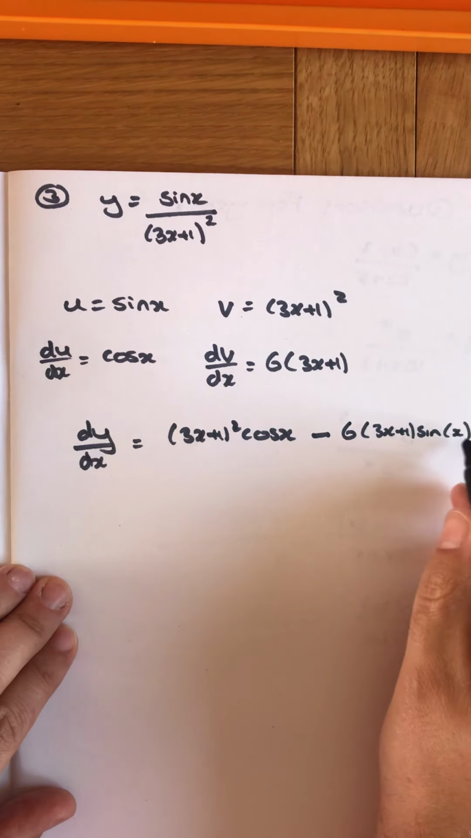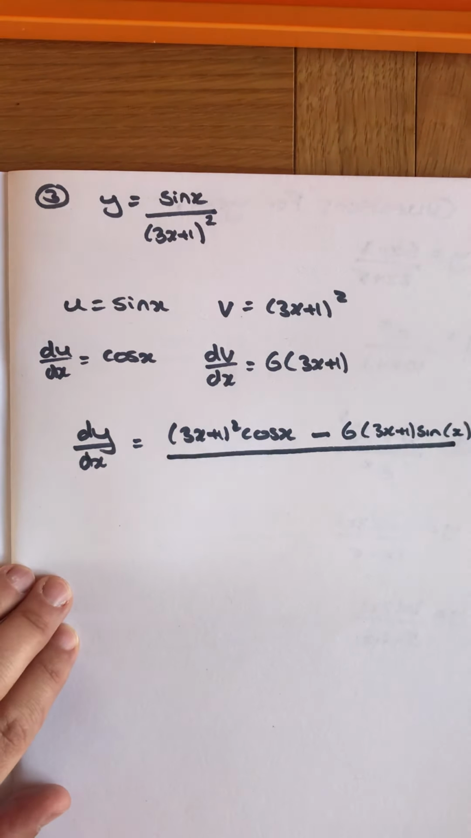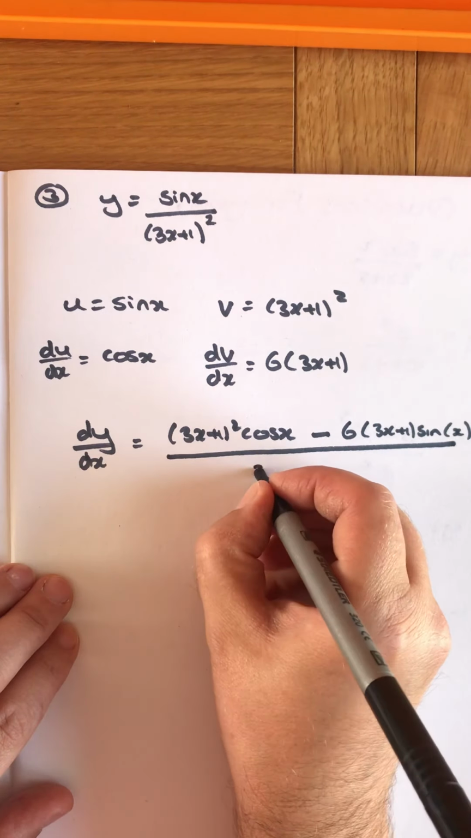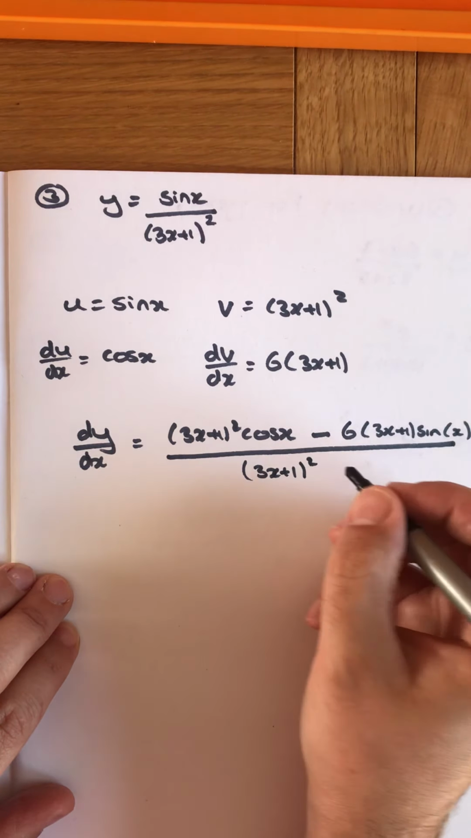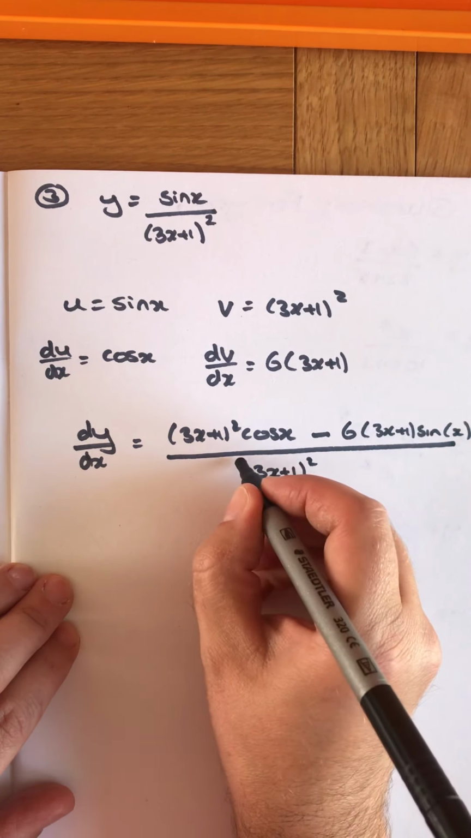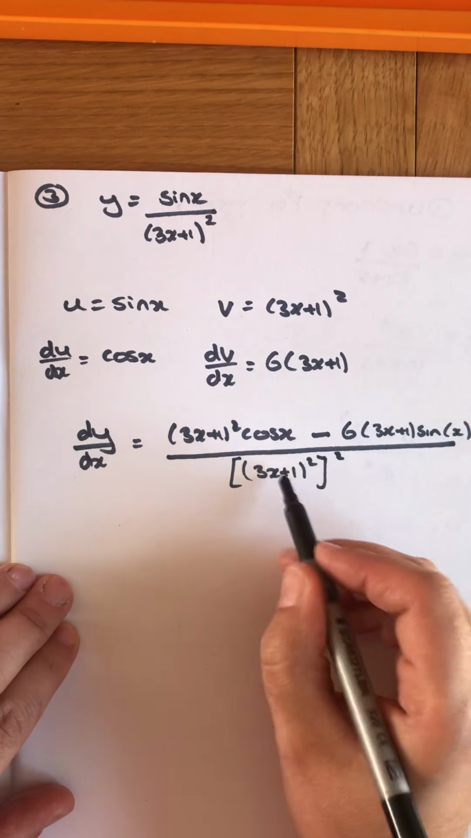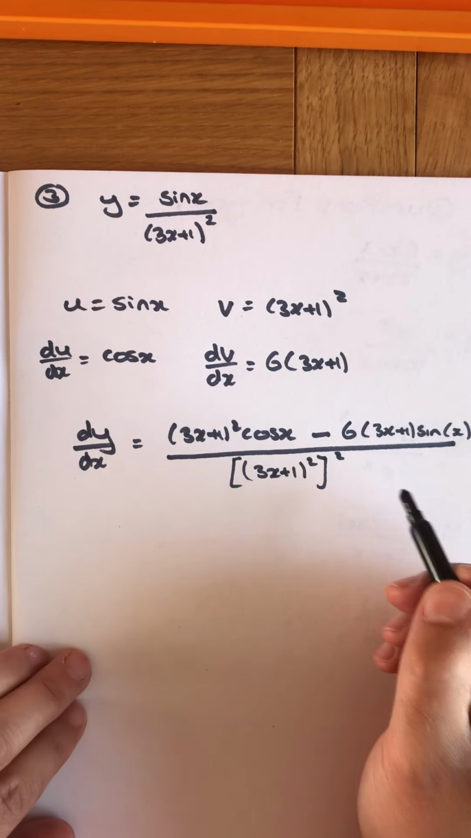Put the x in the bracket there, just because I can, really. And then it's going to be over v squared. So v already was 3x plus 1 squared, and then that's going to be squared again. So at the moment, I'll have to just maybe put some brackets around it, but it would have been probably neater just to put that to the power of 4 straight away.